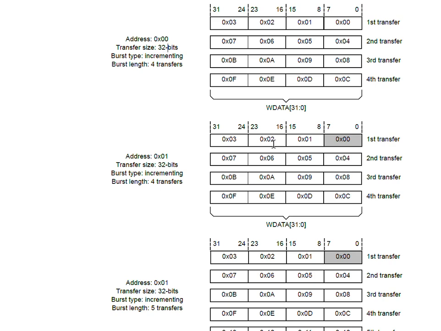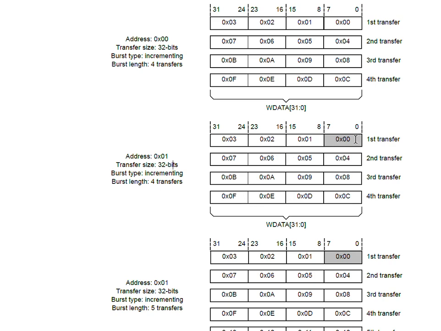In the second example, the starting address is 1, which is not aligned with the 4 bytes. So this is an unaligned address. And in this case, the burst will start from the address 1. So in the first transfer, the first beat, only 3 bytes get transferred. But from the second beat onwards, 4 bytes get transferred in each of these transfers.